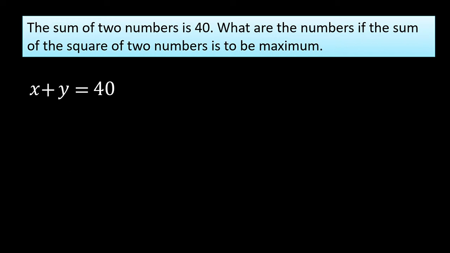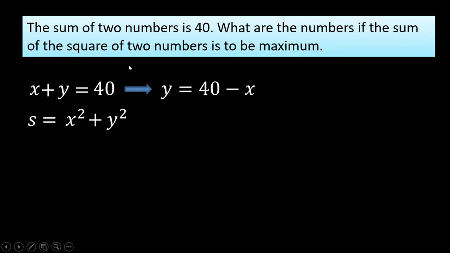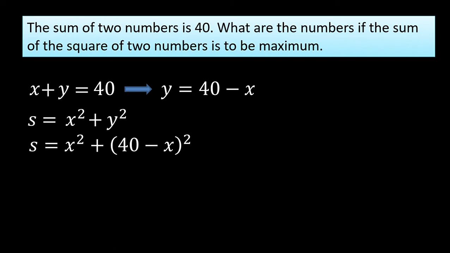Now, what are the numbers if the sum, let's denote the sum as S, of the squares of the two numbers is maximum. So that is the square of x plus the square of y. Since we have two variables, x and y, we must make it one by basic algebraic manipulation. So we have y is equal to 40 minus x. I will substitute it here, and that will become x squared plus (40 minus x) squared.